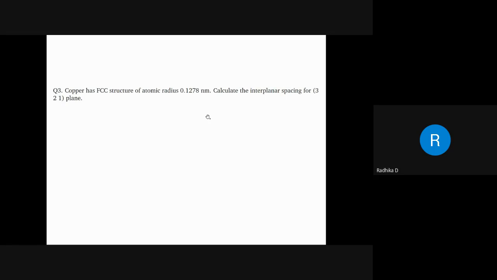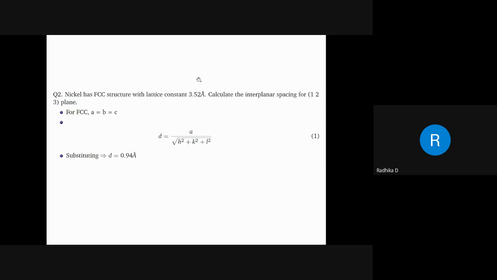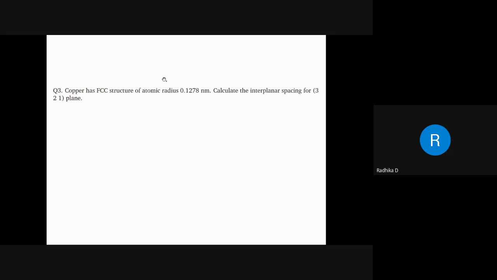Okay. Moving on to the next, similar question, but in a different way. This becomes a bit difficult to understand. Let's see. Copper, instead of nickel, we now have copper. Copper has FCC structure of atomic radius 0.1278 nanometer. That means in your previous case, it was lattice constant. Instead of lattice constant, you are now given atomic radius 0.1278 nanometer. You are again asked to calculate the interplanar spacing for which plane? (3 2 1). Instead of 1 2 3, it is now 3 2 1, the other way.